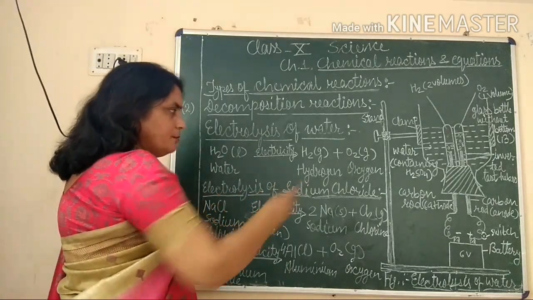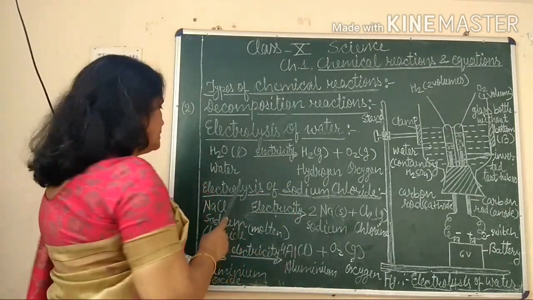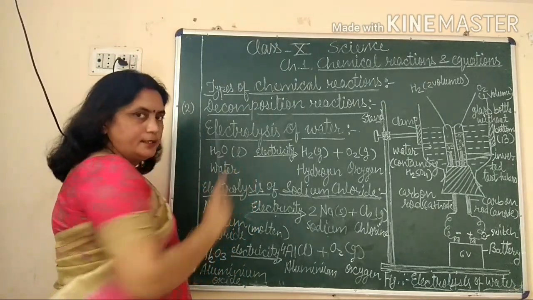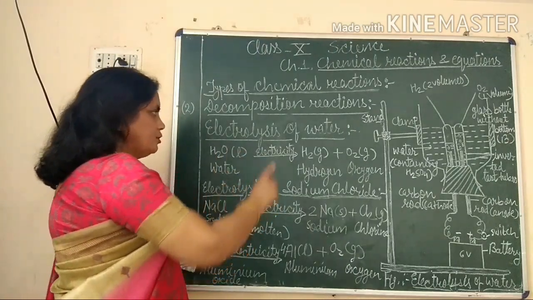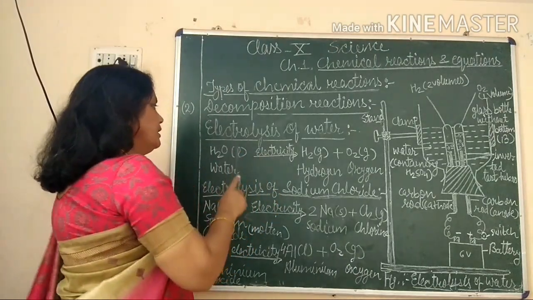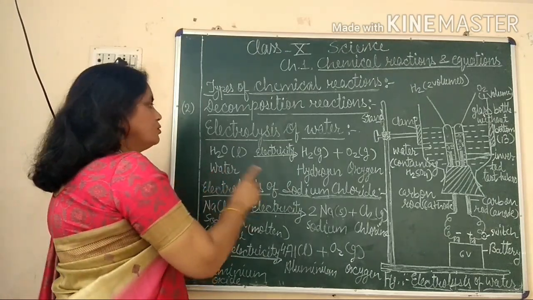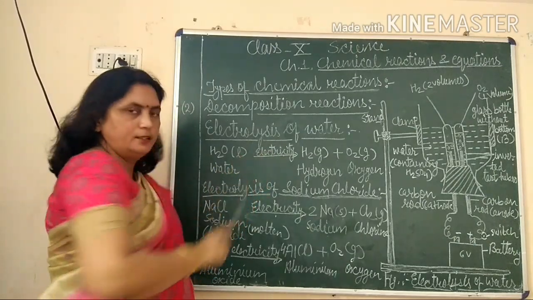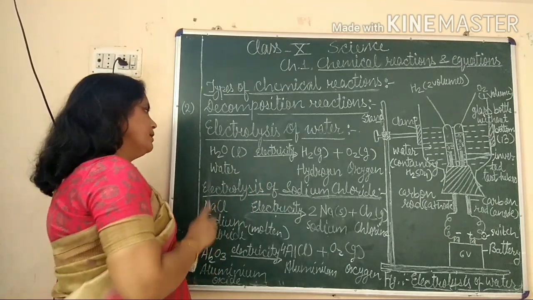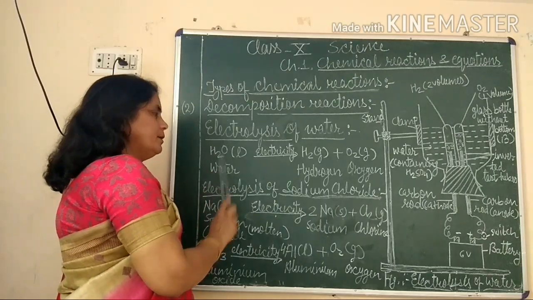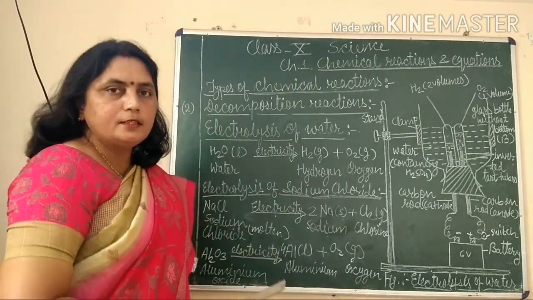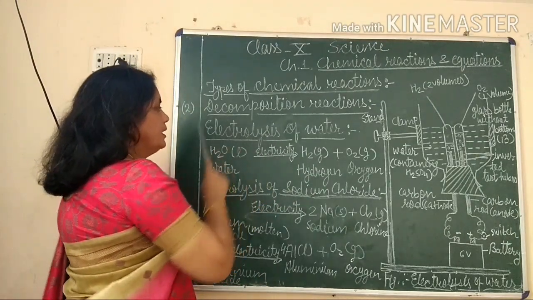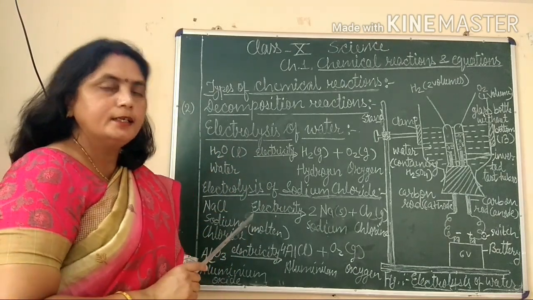Now, because this decomposition reaction is taking place because electricity is being passed through water, that's why it is called electrolysis. What does this word electrolysis mean? This word electrolysis is made up of two words. Electro stands for electricity and lysis stands for breaking down. So, when any compound breaks down in presence of electricity, then such a decomposition reaction is called electrolysis or electrolytic decomposition.